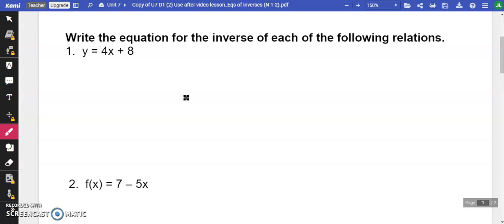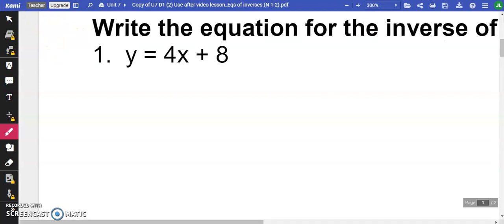So if I'm looking at this first example, I'm told that y equals 4x plus 8. So if I want to find the inverse of this equation, I'm going to take the x and y and switch their positions, so that I have x equals 4y plus 8. And then I'm going to solve the equation to get the y by itself.